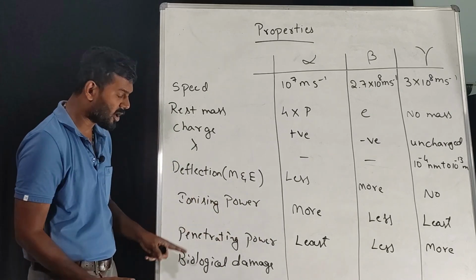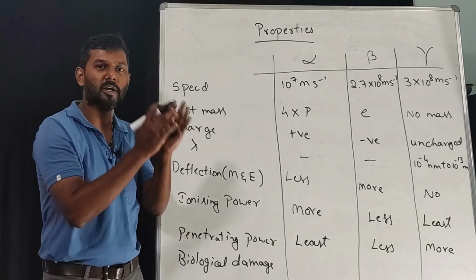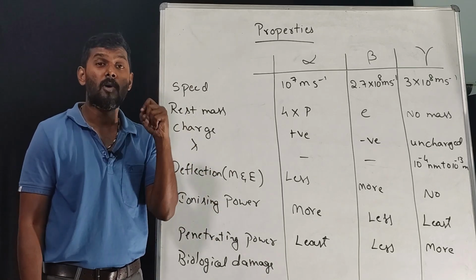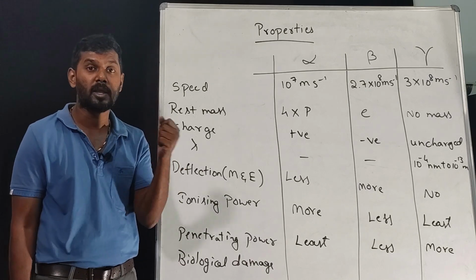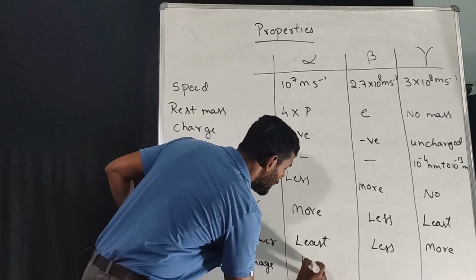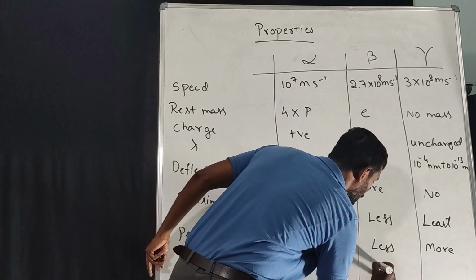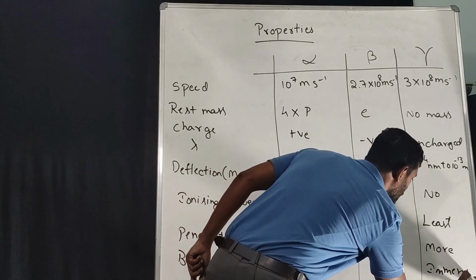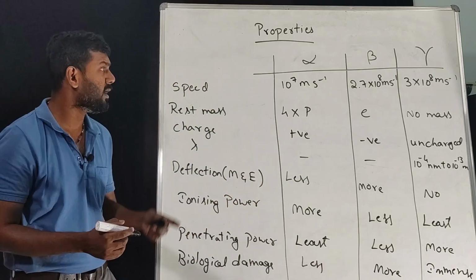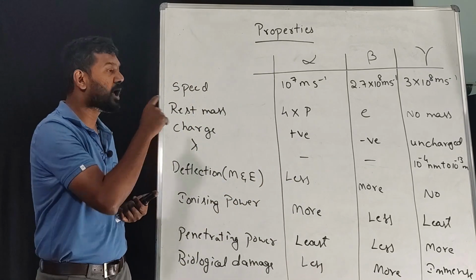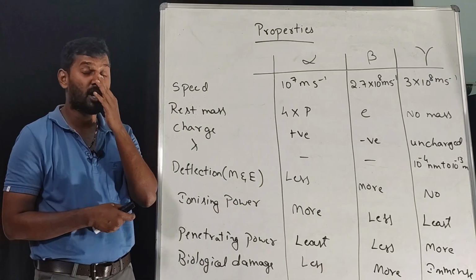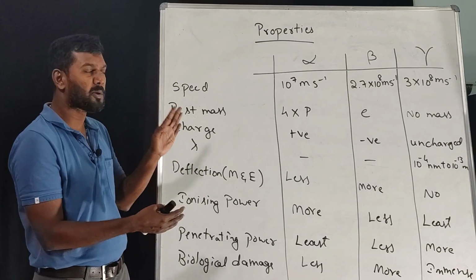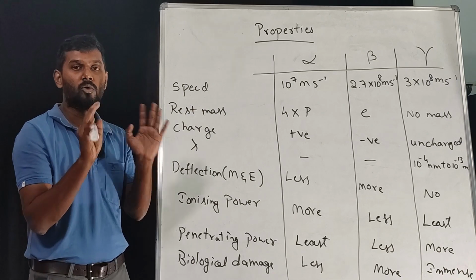Next, biological damage. Biological damage completely depends upon penetrating power. If the penetrating power is more, the biological damage will be immense. Less penetration, less damage; more penetration, immense damage. More damage will happen because of gamma radiation. That's why you should not expose yourself to gamma radiations. If you know these many properties, that is enough to get full marks.